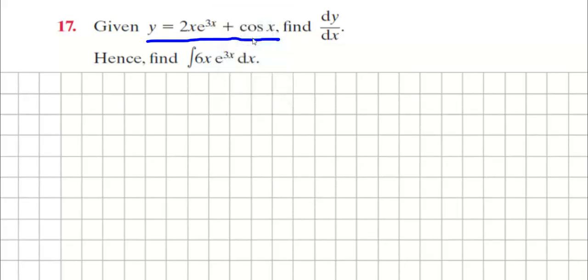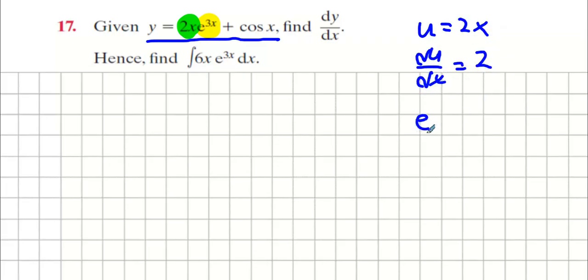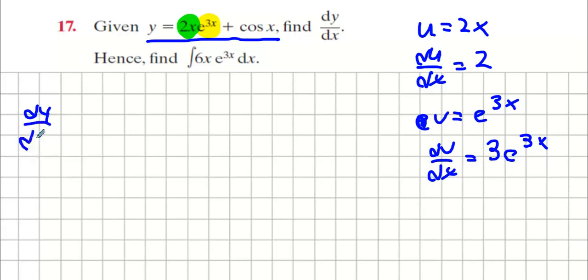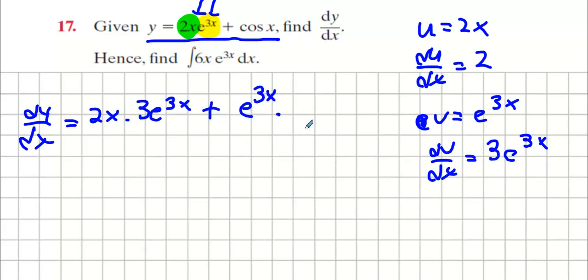The differentiation part is made up of two parts. I'm going to treat 2x e to the 3x as a product rule. So I'm going to say that u is 2x, du dx is 2. I'm going to say that v is e to the 3x, therefore dv dx is 3 e to the 3x. Now I'm going to differentiate just this part here using the product rule. U times dv dx plus v times dv dx.